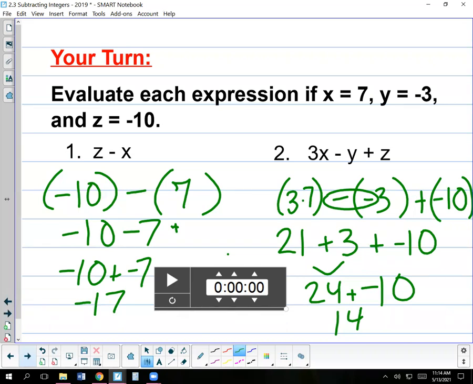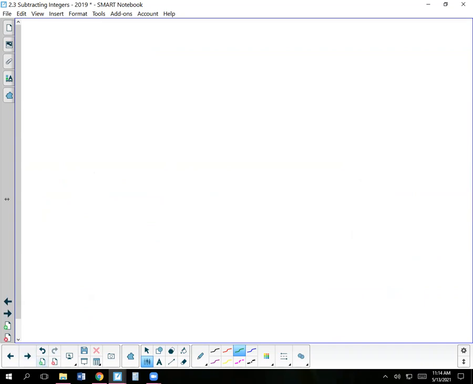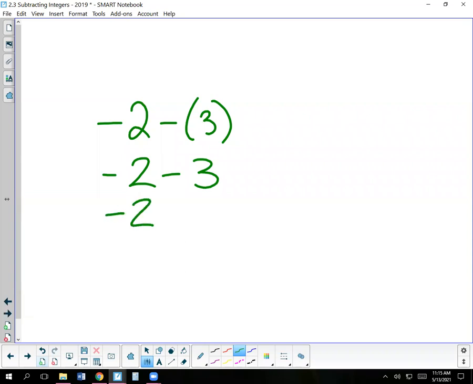Okay, so let me be clear. Ready? If I had a negative 2 minus, and in parentheses I had 3, hypothetically speaking, what do I really have? Let's ignore the parentheses because they're just there as grouping. Make sure you're paying attention because this is an issue that a lot of you had. I have negative 2 minus 3 because this is just a grouping symbol. So now what do I have? I have 2 negatives and I have 3 negatives.